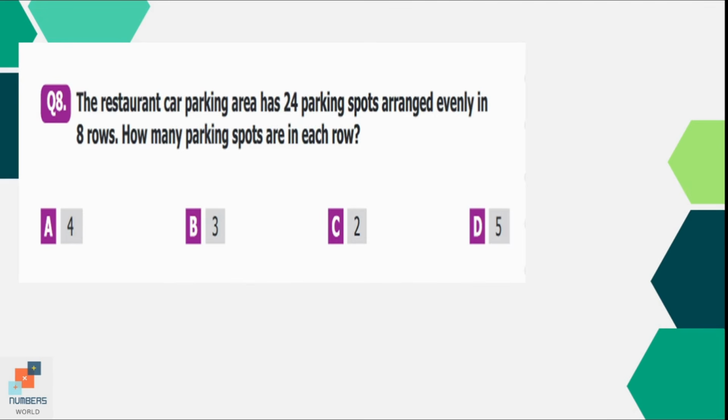Question number 8. The restaurant car parking area has 24 parking spots arranged evenly in 8 rows. How many parking spots are in each row? So here we are going to divide 24 by 8, that is equal to 3. So it means there are 3 parking spots in each row. So option B is the correct option here.